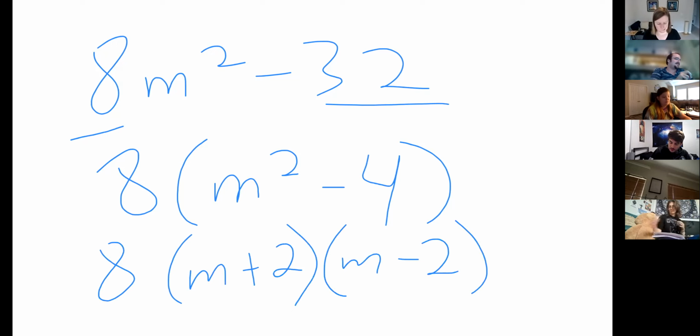I think one thing that people do is they see this m squared minus 4. They're like, I can factor that: m plus 2, m minus 2. A lot of times they'll forget to bring down that greatest common factor. You'll end up leaving this thing off, right? So don't forget to bring down the 8. Don't forget to bring that thing down. But yeah, that's absolutely it.